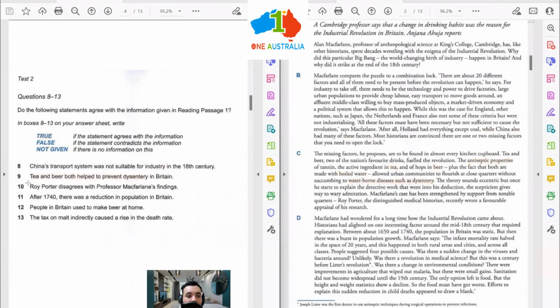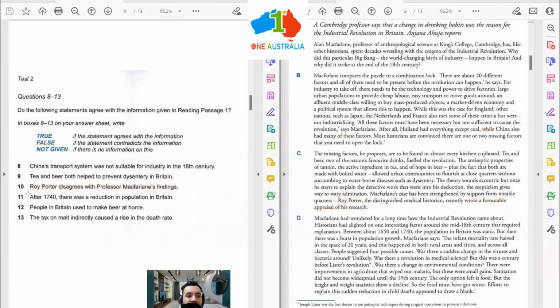Next, they say Roy Porter disagrees with Professor McFarlane's finding. Clearly, the answer is false. We have read it. This was the only person who wrote a favorable appraisal of his research, who favored his research, right? He was agreeing to what Alan McFarlane was saying. He did not disagree with that, right? Answer becomes false for this one.